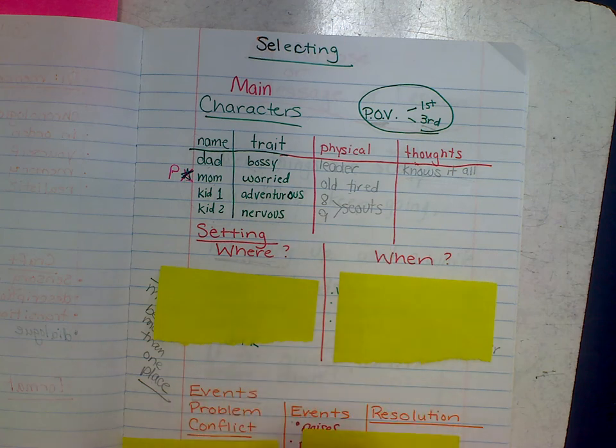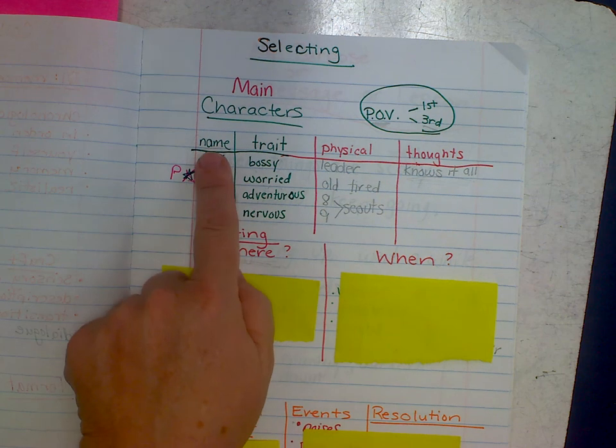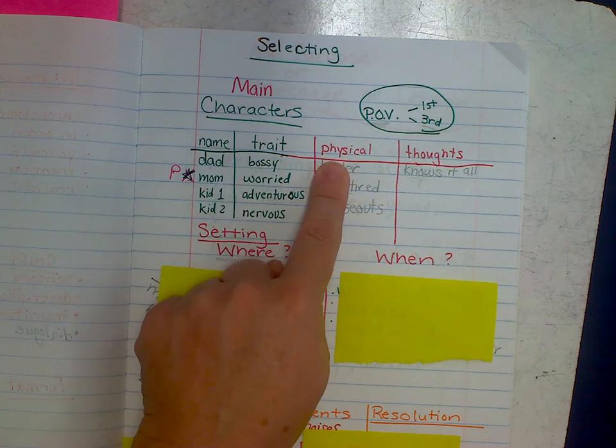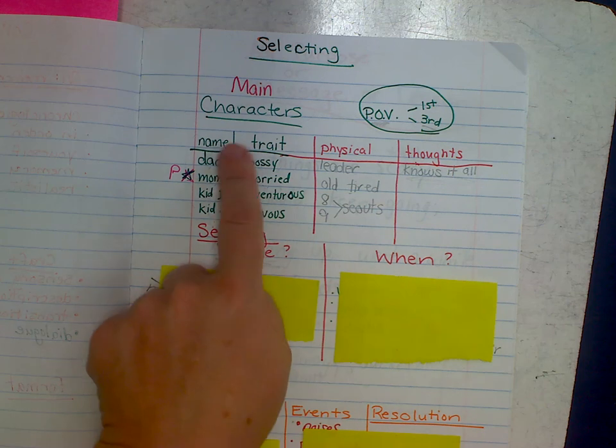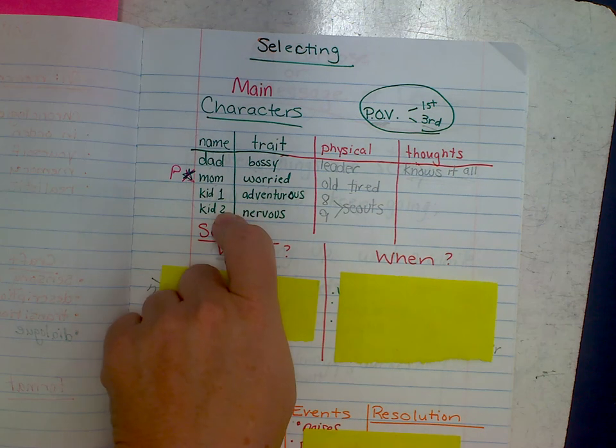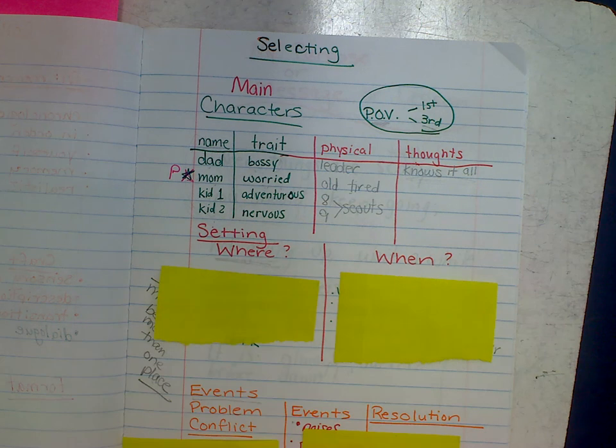So what I want you to do now is pause the video. You're going to make your own chart: name, trait, physical features, and thoughts. Okay. And then you're going to list your characters. You can go ahead and name them if you want to. And when you're ready to talk about setting, push play on the video.